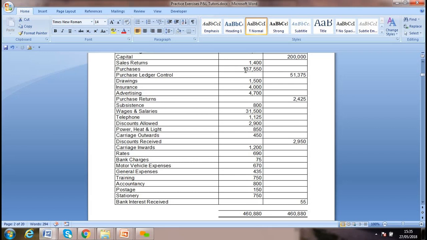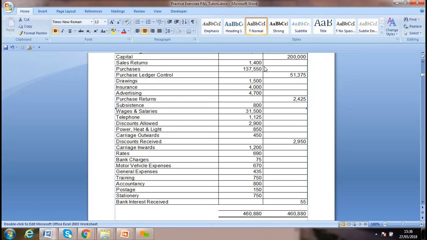Why? Both sides, debit and credit, should be equal. Is it debit and credit equal? Yeah. So that's all about double entry bookkeeping. Okay, these are all the prime entries, and then we prepare the trial balance from these.